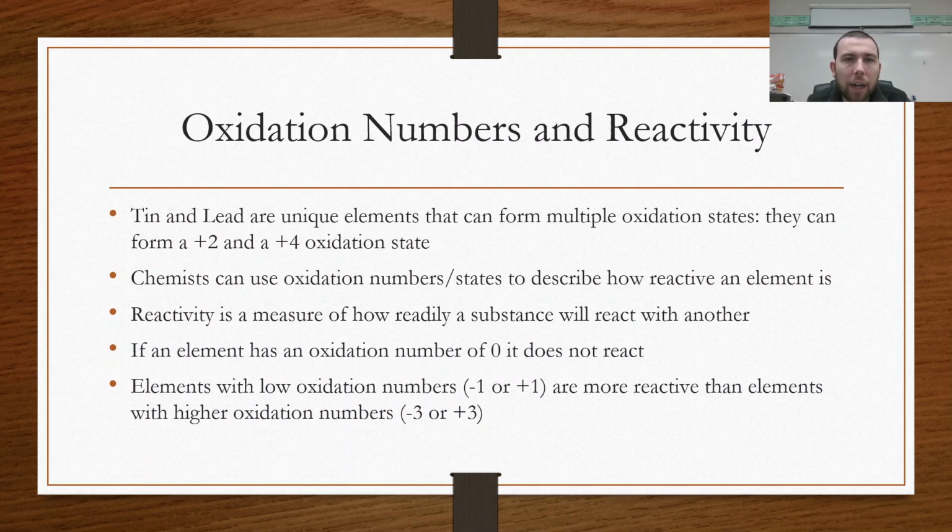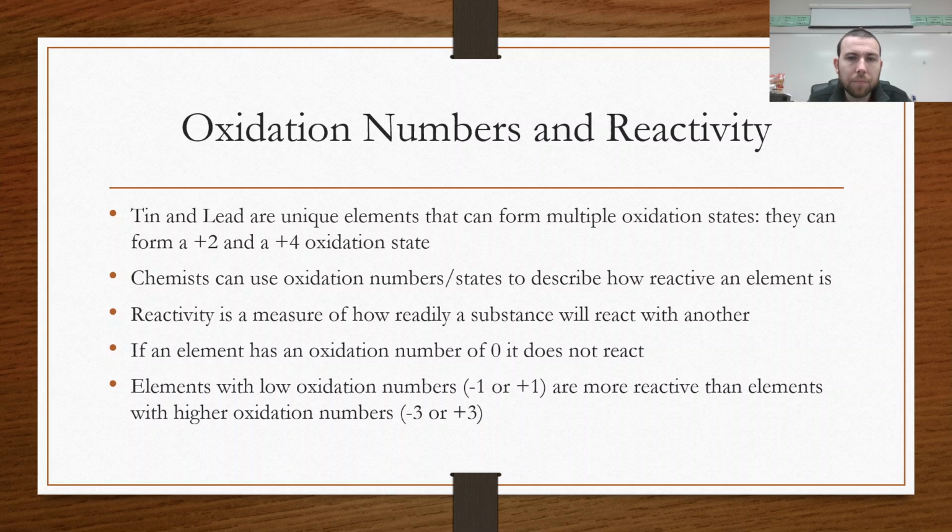And so how do oxidation numbers tell us something about reactivity? Well, elements that have low oxidation numbers, so obviously they can be positive or negative. When I say low, I mean close to 0. So the -1 and +1 oxidation states indicate that elements are more reactive than others. For example, the alkali metals and the halogens, because they have oxidation states of +1 for the alkali metals and -1 for the halogens, are more reactive than elements that have a higher oxidation number, such as an oxidation number of -3 or +3.